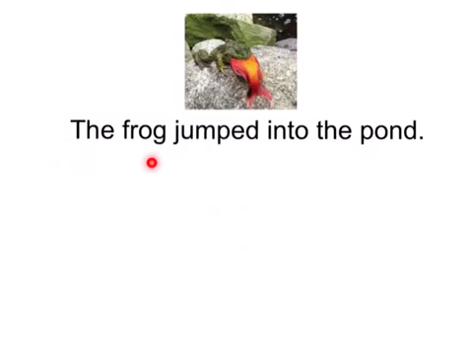Here I have a sentence, the frog jumped into the pond. It's a sentence, it makes sense, but it doesn't really give the reader much information or a clear picture in their mind of what's going on. So let's try adding a chunk of information to supersize this sentence.